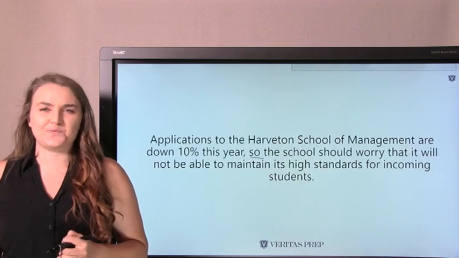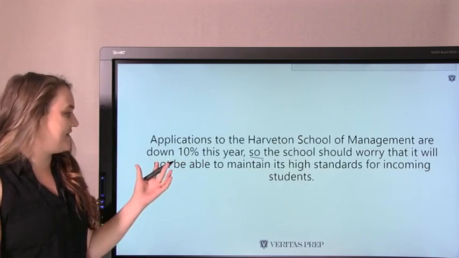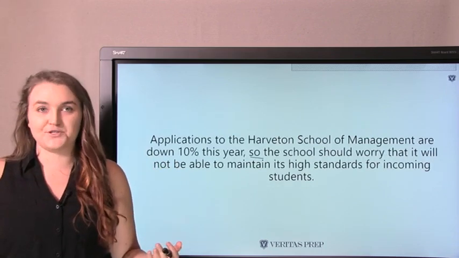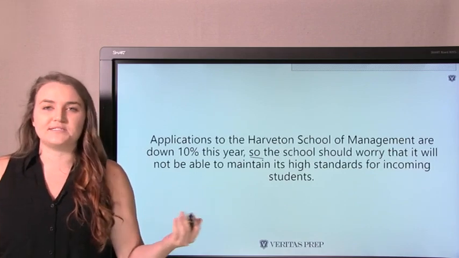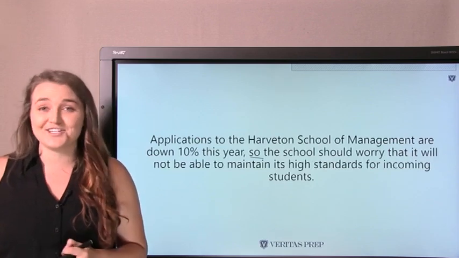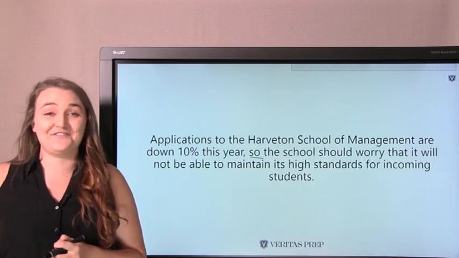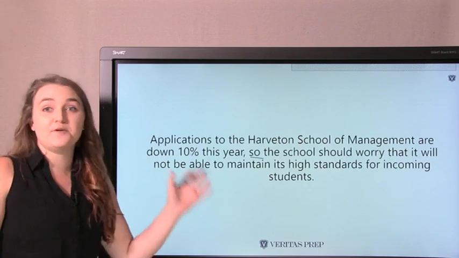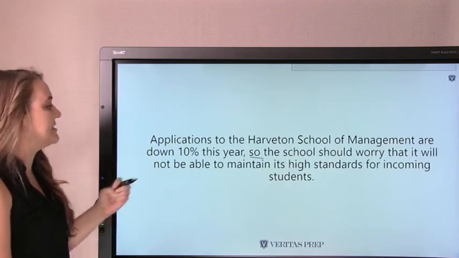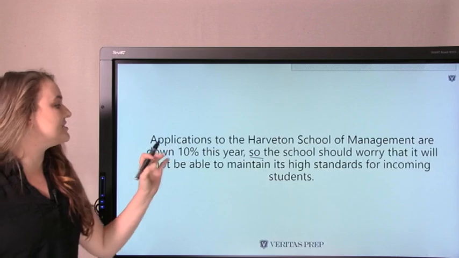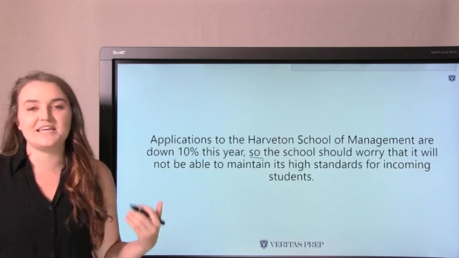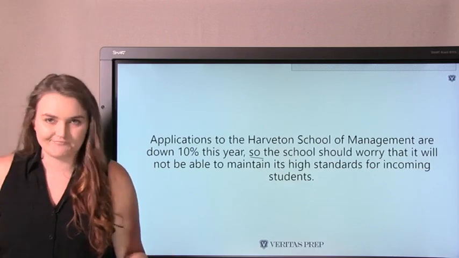So incoming students won't be as good as present ones. Well, we don't necessarily know that. Applications being down doesn't necessarily indicate to us the quality of the students who are admitted. In fact, we could pose a situation such that perhaps this School of Management has added additional qualifications for applicants, and maybe there are just fewer unqualified or less qualified applicants even bothering to apply. Right? So in this case, we've got some problematic assumptions being made here around the use of this 10% decline in applications to conclude that the quality of incoming students will somehow decline, right?